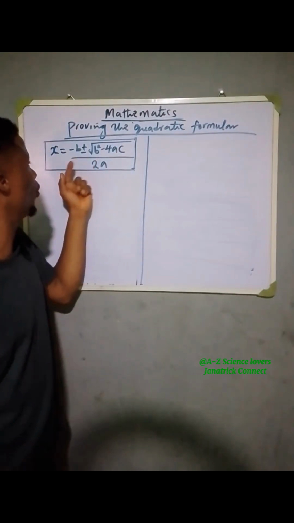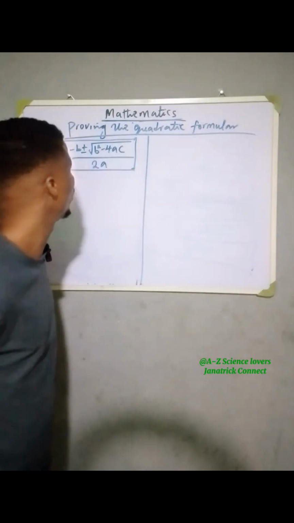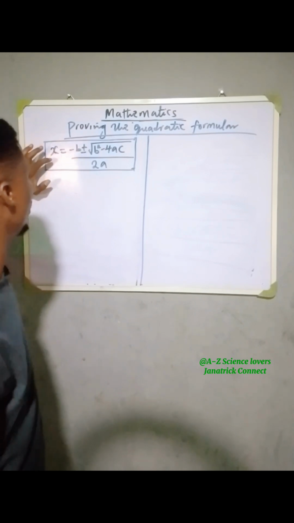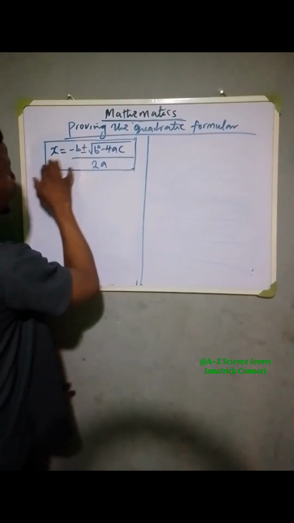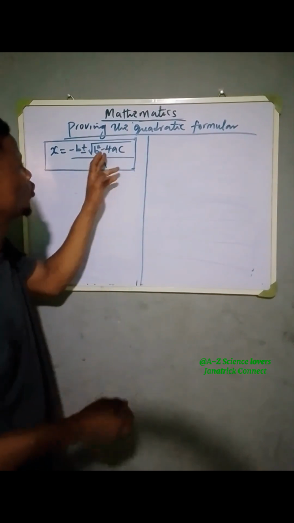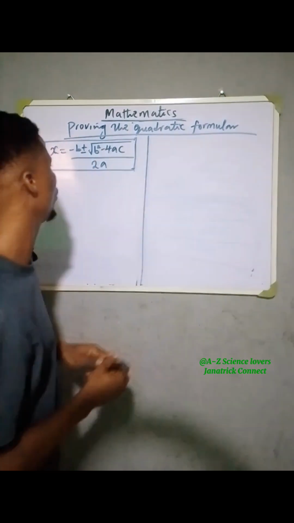In today's video we'll be proving the quadratic formula. The quadratic formula gives the solution to any quadratic equation. So we have the value of x here, which is equal to minus b plus or minus square root of b squared minus 4ac all over 2a.